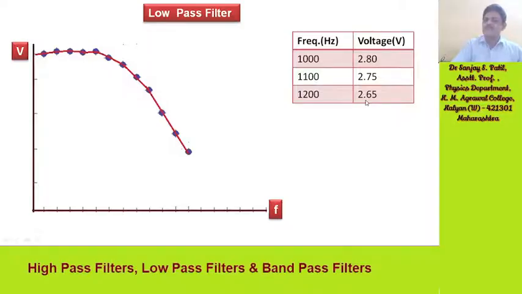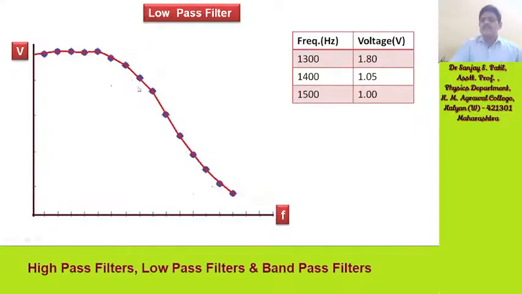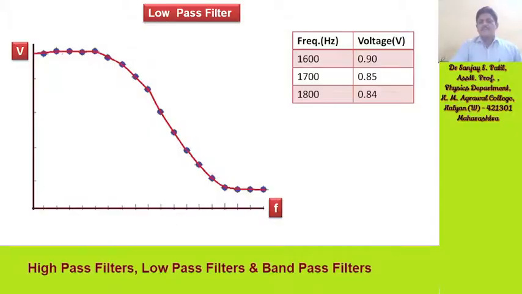Continuously voltage is decreasing. So there is a drop in voltage as frequency is increasing. Further you can see, for 1300 Hz it is 1.80, for 1400 Hz it is 1.05, for 1500 Hz it is 1 volt. Continuously, as frequency is increasing, voltage is decreasing. See, for 1600 Hz it is 0.90, for 1700 Hz it is 0.85, for 1800 Hz the value is 0.84 volt. You can observe from the graph.